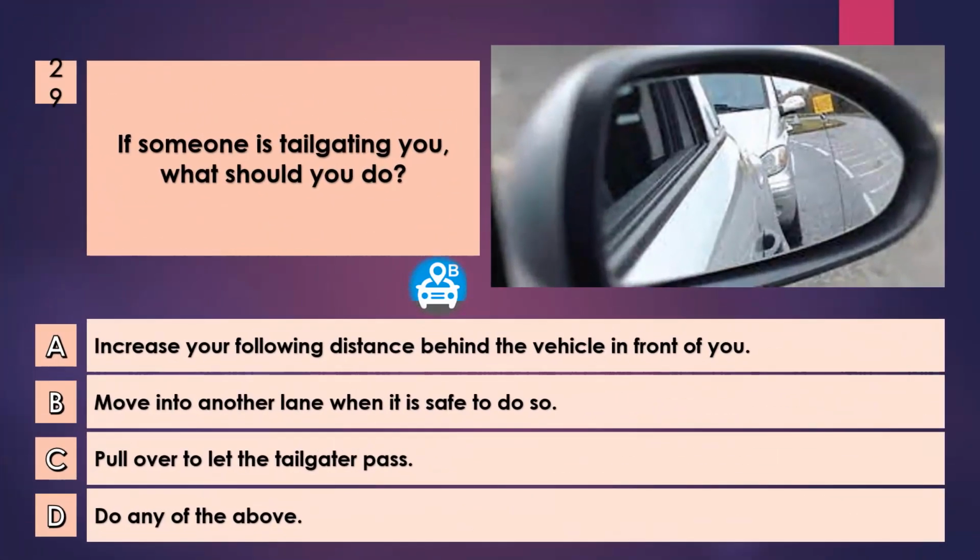If someone is tailgating you, what should you do? A. Increase your following distance behind the vehicle in front of you. B. Move into another lane when it is safe to do so. C. Pull over to let the tailgater pass. D. Do any of the above.